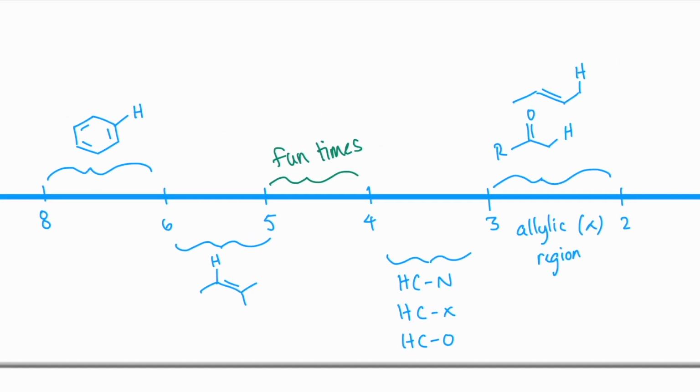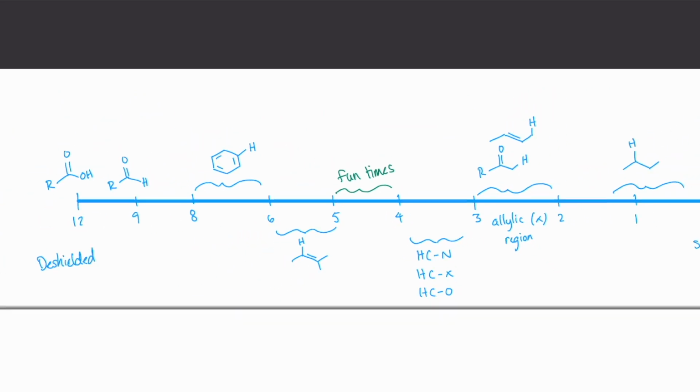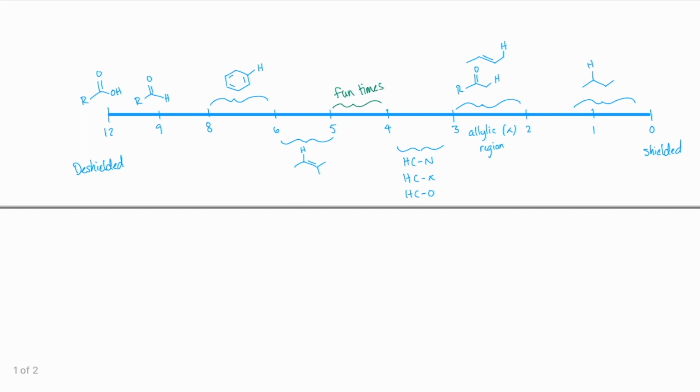In fact, actually, what I've labeled here is fun times. We're going to talk about that, how multiple of these functional groups can affect our hydrogens. But in general, on our zero end, this is the shielded side, meaning there's a lot of electron density right around this hydrogen. It's being very shielded. On the 12 side, the very high number side, it's very de-shielded, meaning that electron density is going to get pulled away from that hydrogen.